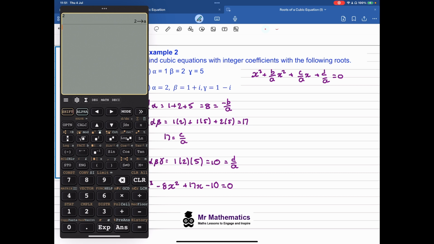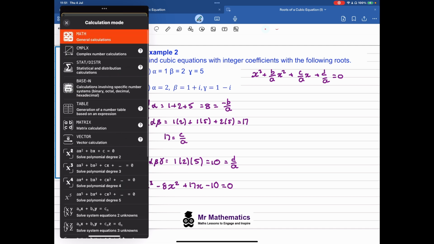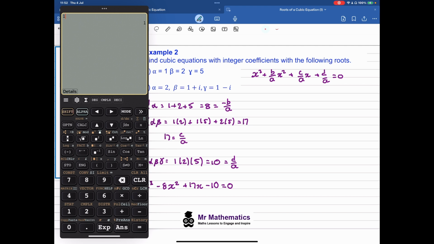We'll clear that, and to enter 1 plus i I need to go into complex mode. So we'll press mode, we'll choose complex, then we'll have 1 plus i. And I'll press store, and I'll choose the variable b. We'll clear this, and then we'll have 1 minus i for our gamma. We'll press store, and I'll choose the variable c. So this will make it much easier when we substitute them back into the equations.